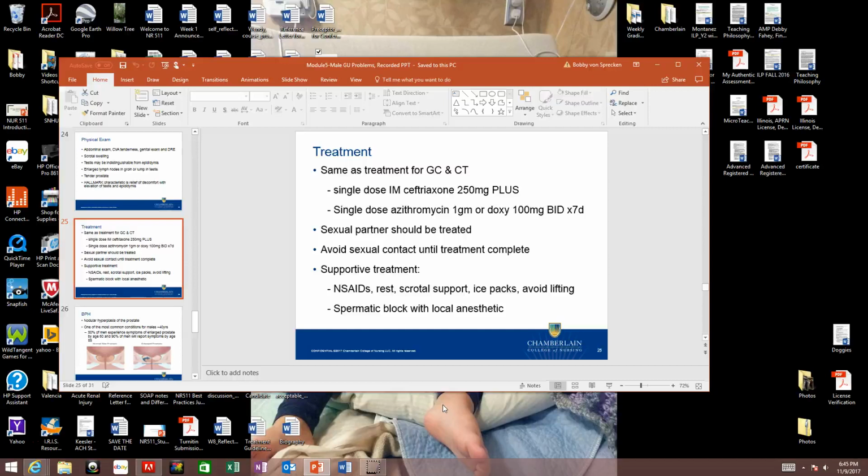Supportive treatments include pain medication. NSAIDs are effective in reducing swelling, pain, and fever. Rest, scrotal support with an athletic strap, ice packs, and the avoidance of lifting heavy objects are additional treatment options. In severe cases, a spermatic block with local anesthetics may be necessary.